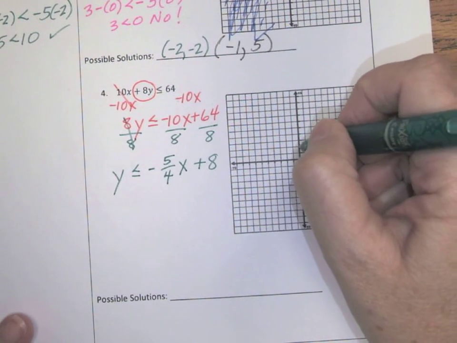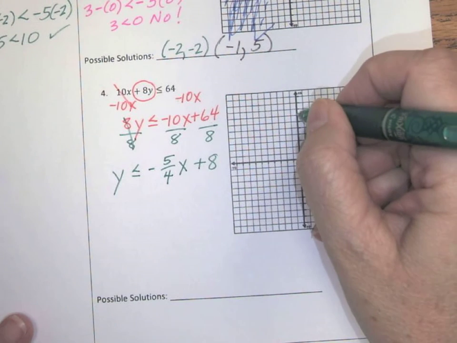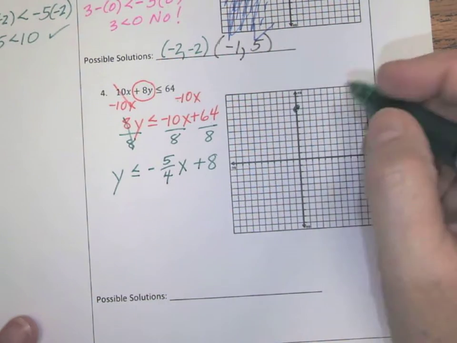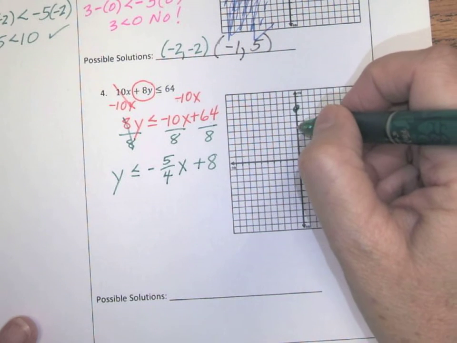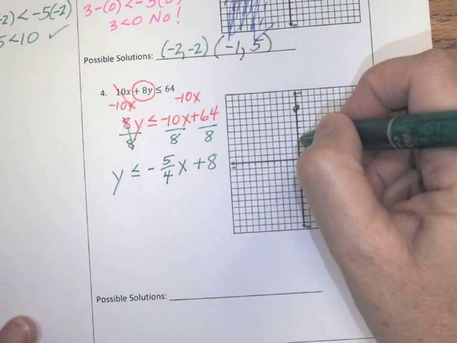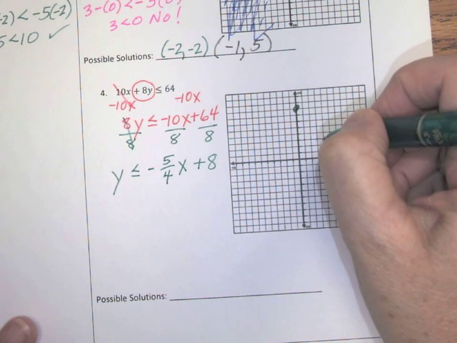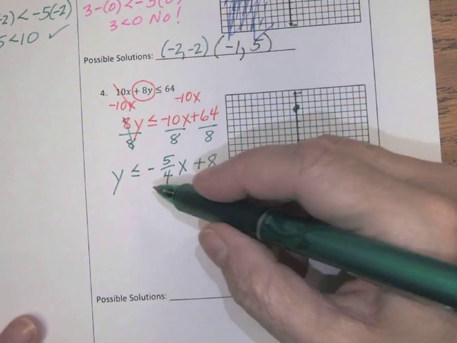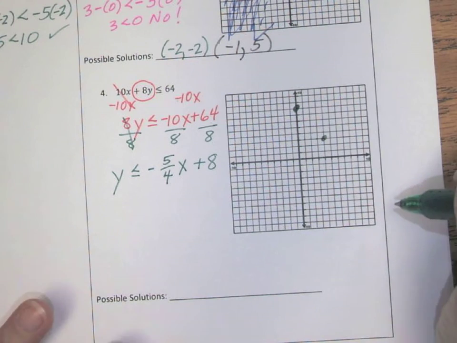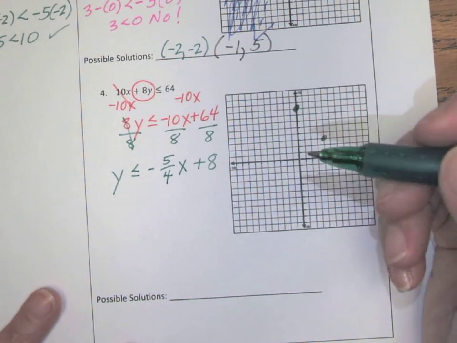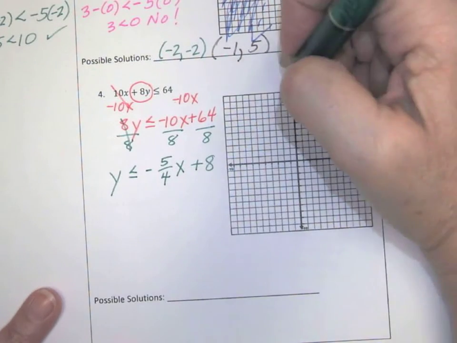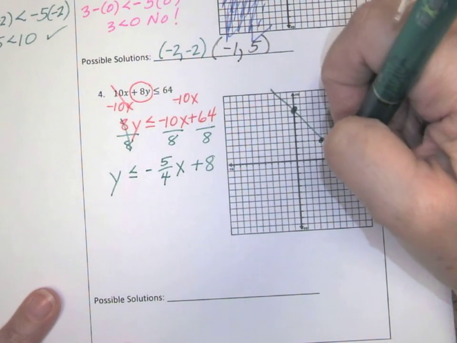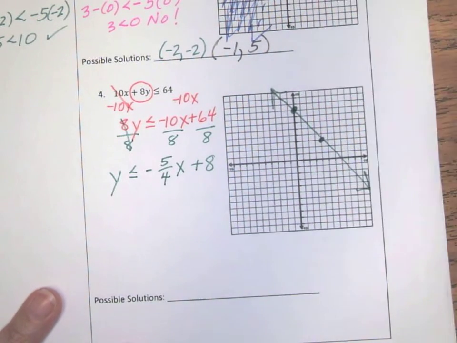So let's go 1, 2, 3, 4, 5, 6, 7, 8. And then down 5 and over 4, because as Slope Dude would say, it's a nice negative. This has to be negative. If you don't have a negative when you finish graphing, you've done something wrong. This time it can be equal to the points on the line, so I have a solid line.